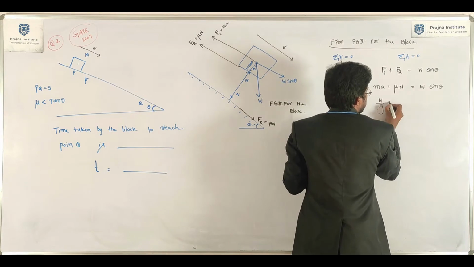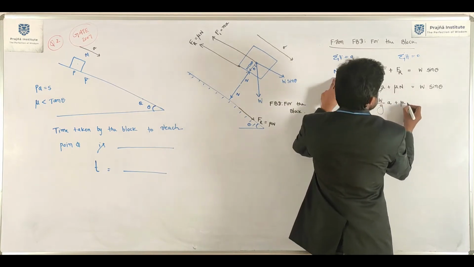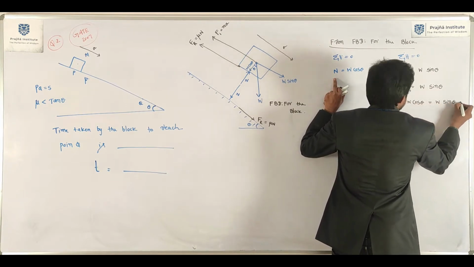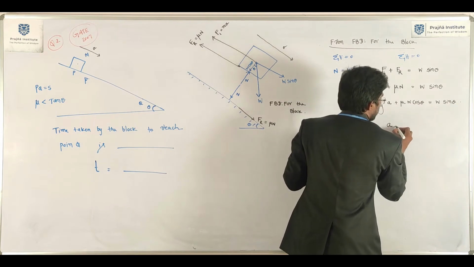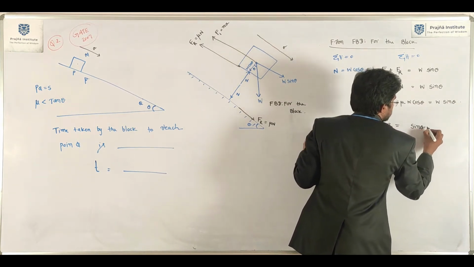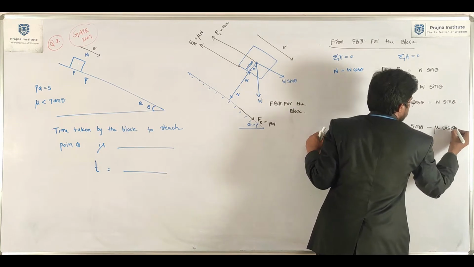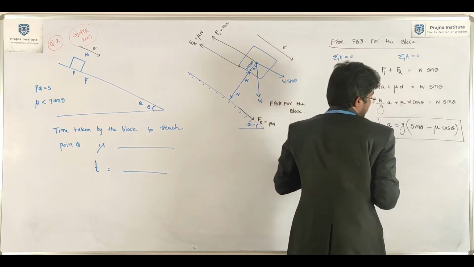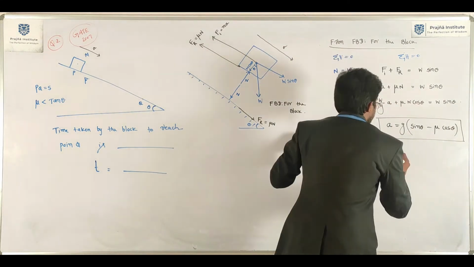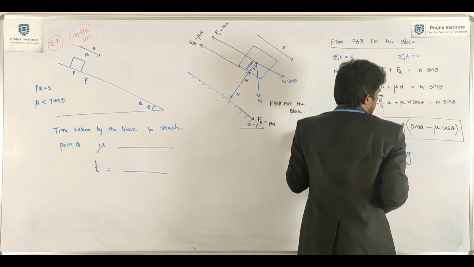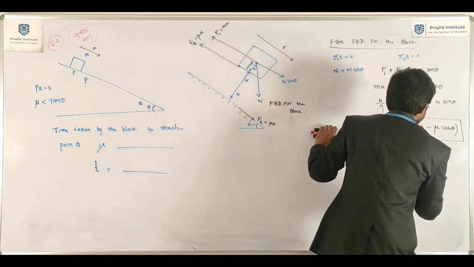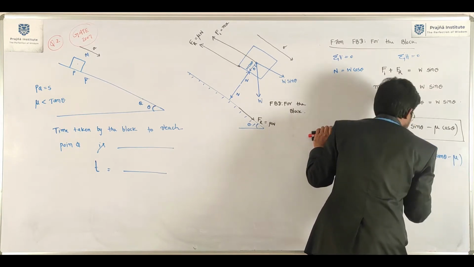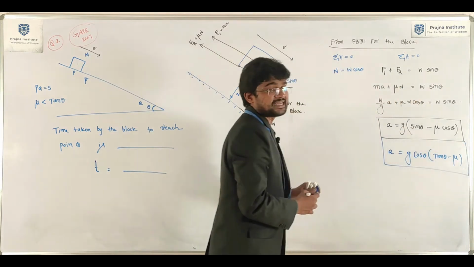W by g into acceleration. Mu N is nothing but mu W cos theta, equal to W sin theta. W cancels out. A equals g times sin theta minus mu cos theta. You will get it. This is the acceleration of the block. You can modify it: take cos theta common, and you will get g cos theta into tan theta minus mu. This is the expression for acceleration of the block.